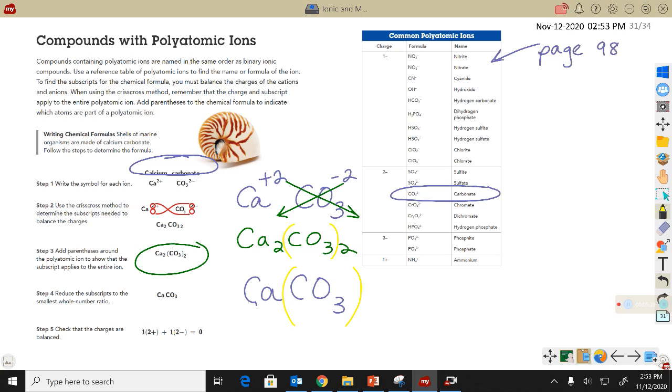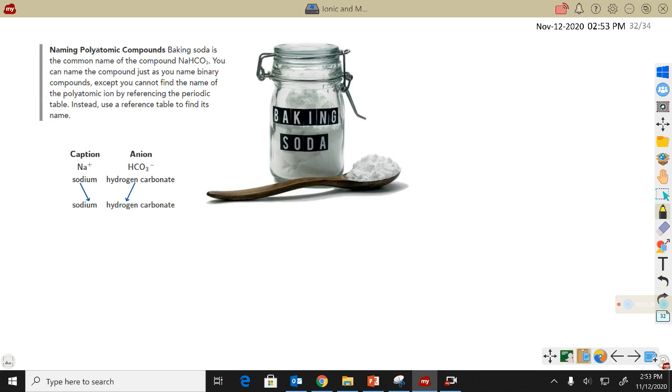Kind of similar would be something like this guy, baking soda. With baking soda, I've got my positive ion and my negative ion. I would be given the name, sodium hydrogen carbonate, and then I'd be asked to write the formula.